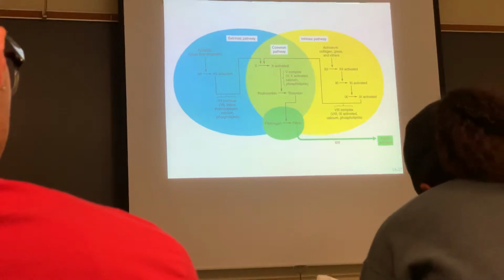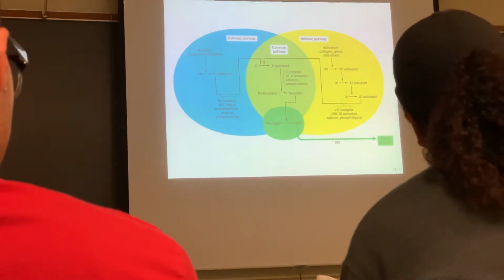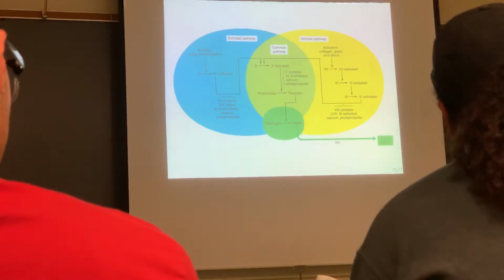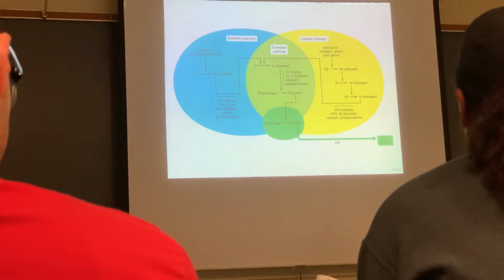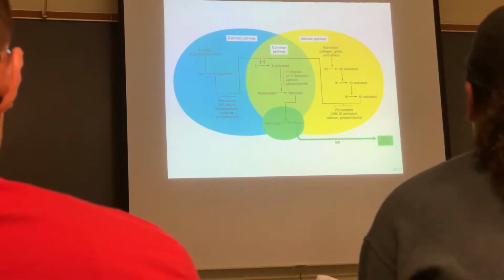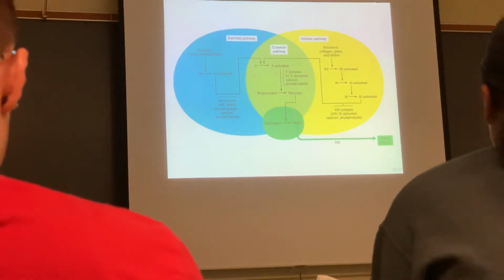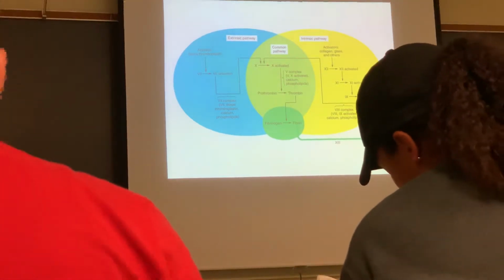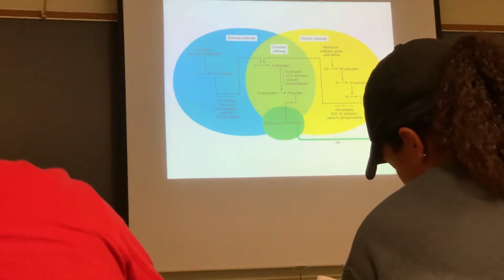Also, if the intrinsic doesn't work, you won't get enough fibrin. Right. Fibrin. Exactly, and you need all the clotting factors to be able to get that to work. So, do you have any other questions about this? Clotting? The intrinsic pathway.